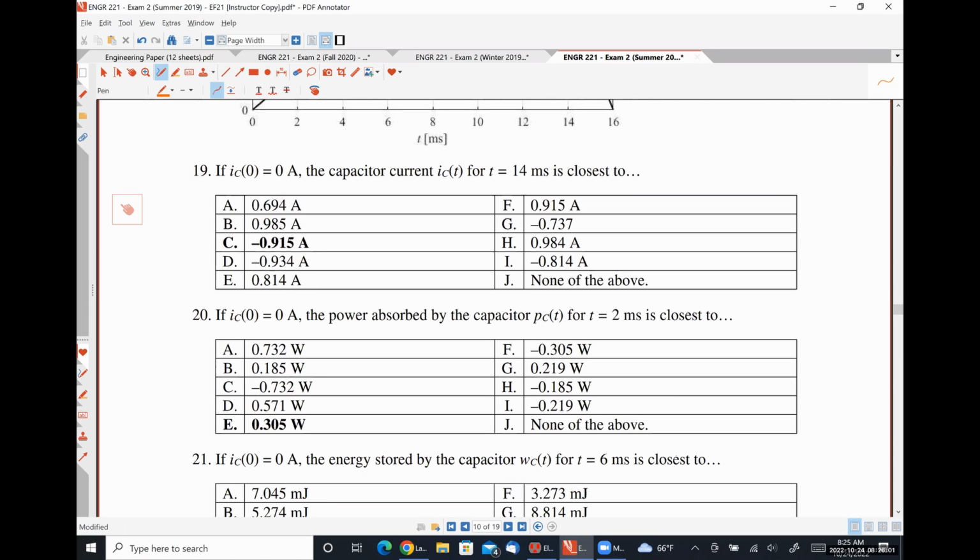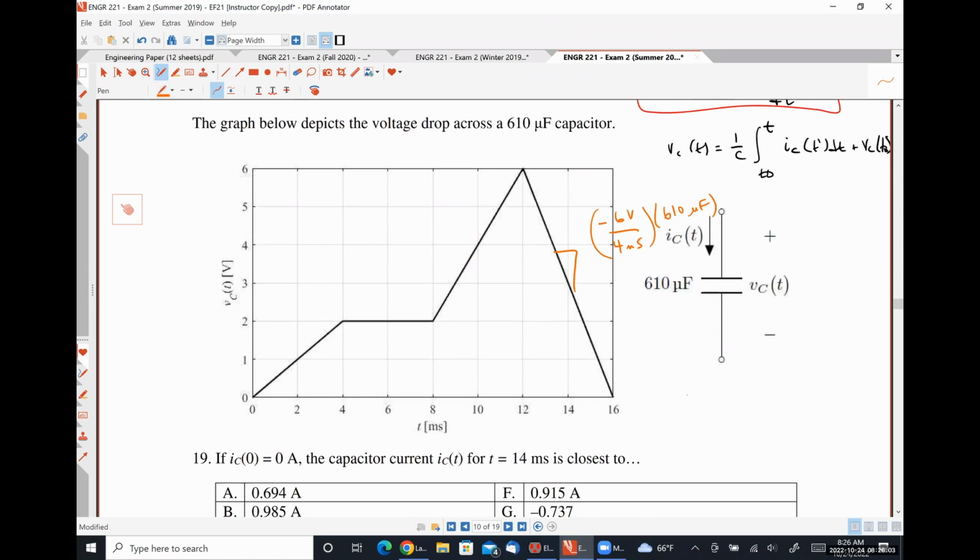Then we want the power at 2 milliseconds. So we have the voltage, we need the current. Our slope here is 2 volts over 4 milliseconds times 610 microfarads. So that gives us our current. Our voltage is 1 volt. That's our power.